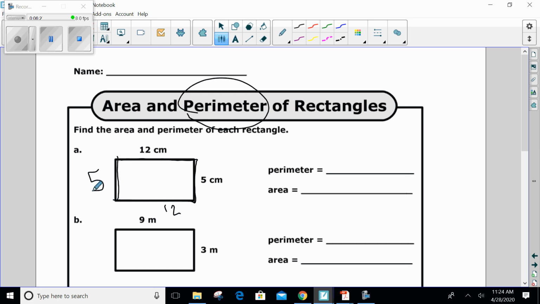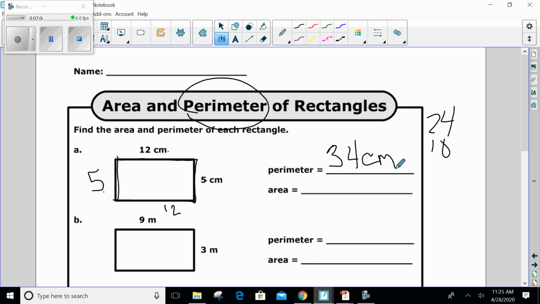Now we can add. 12 plus 12 is 24. 5 plus 5 is 10. So my perimeter is going to be 34. It's not squares. Perimeter, you're just finding the length. That is it. So you don't put squares. Now, for the area, ladies and gentlemen, it doesn't give the squares, does it?